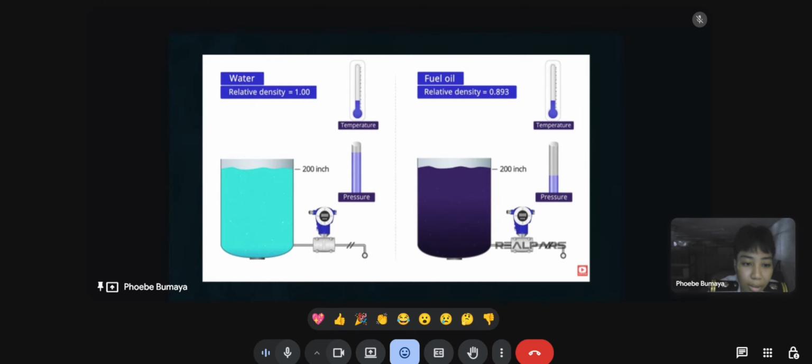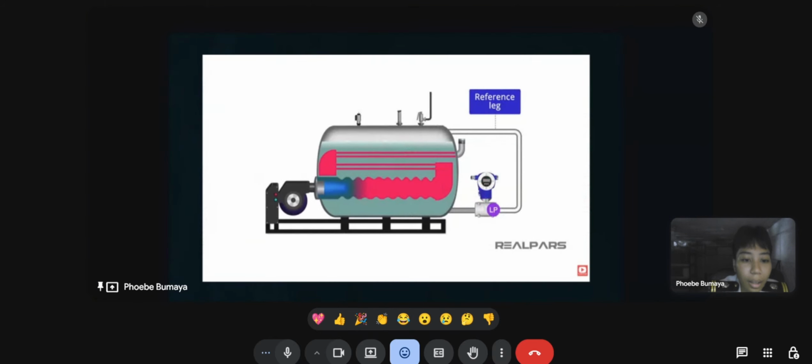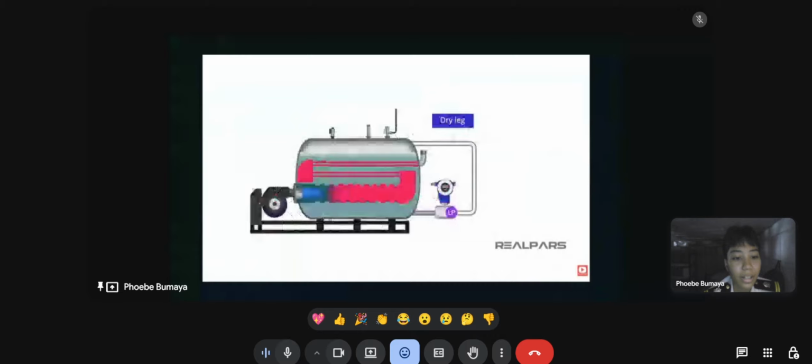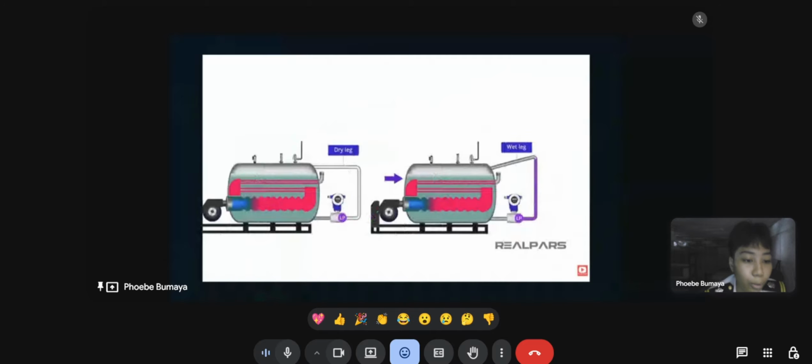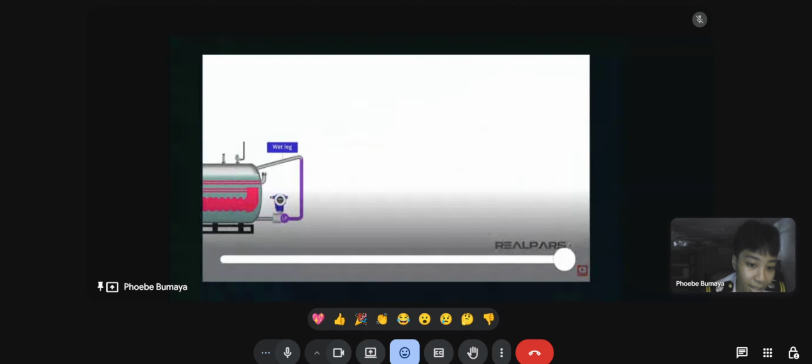As I discussed previously, a reference leg is used to compensate for vapor pressure in closed vessels. A dry reference leg is called a dry leg, and a wet leg is a reference leg that is filled.